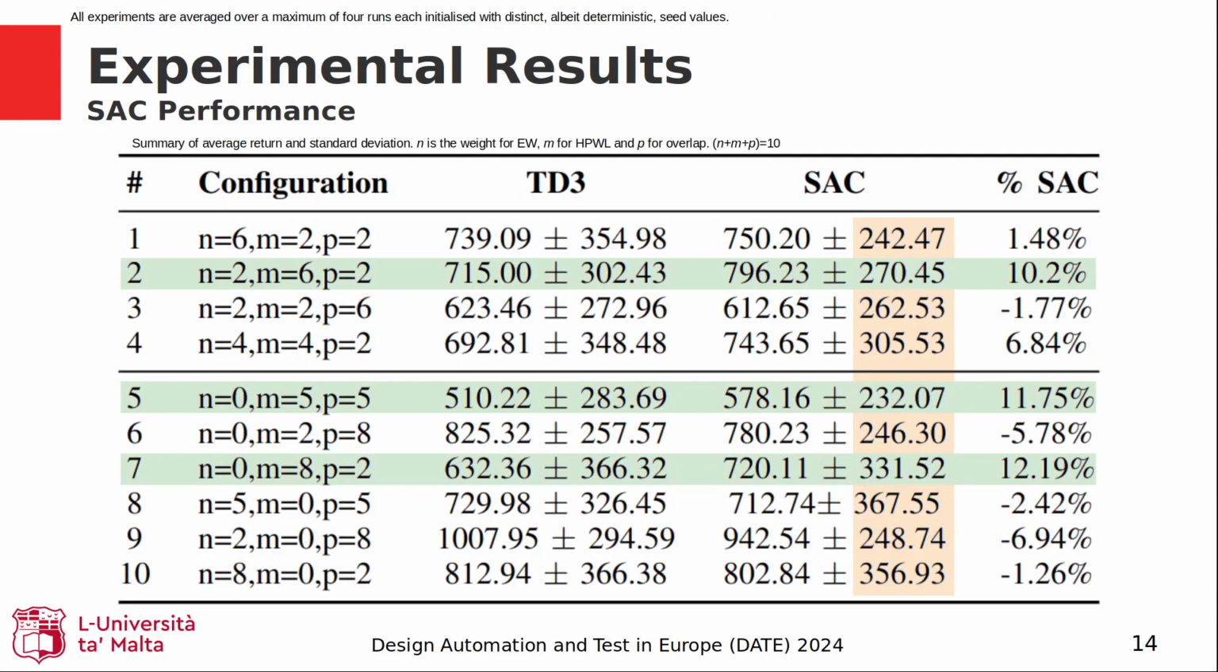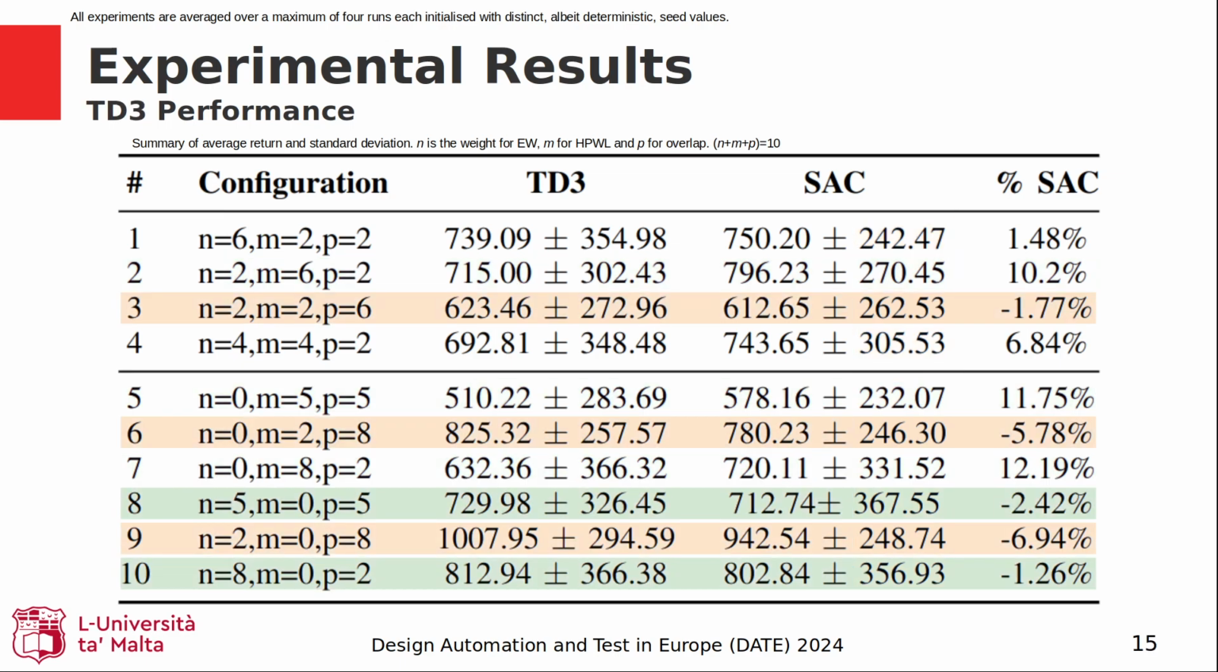In terms of reinforcement learning performance, soft-actor critic in general demonstrates lower variance across multiple training runs. And additionally, as shown in green, it offers significantly higher average return when half-parameter wire length is emphasized in the objective function. TD3, on the other hand, shows a slight advantage for Euclidean wire length or overlap when these are emphasized. These are respectively highlighted in green and orange.